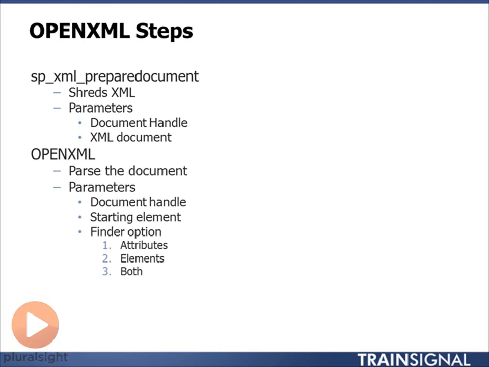Then we call OpenXML. OpenXML will allow us to parse the document, and you'll notice that OpenXML will have three separate parameters. The first is going to be the document handle. The second is going to be the starting point, and we'll specify that by using XPath. And then finally, the Finder option. And the Finder option can be set to 1, 2, or 3, where 1 will automatically look inside of attributes, 2 will automatically look inside of elements, and 3 will look in both elements and attributes.